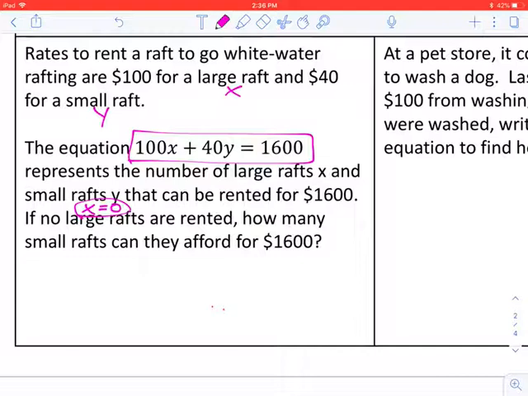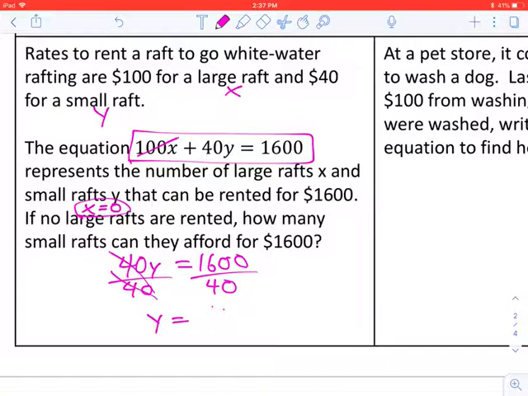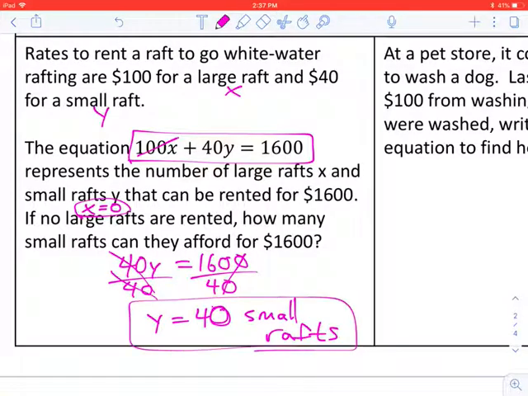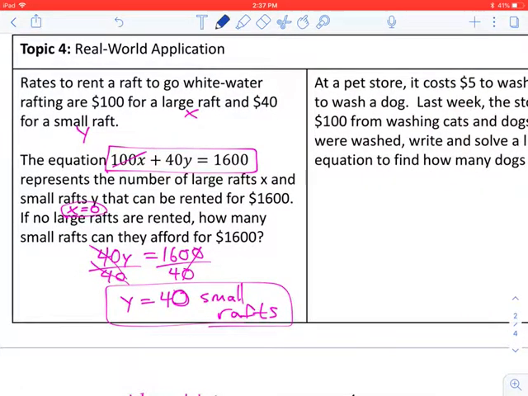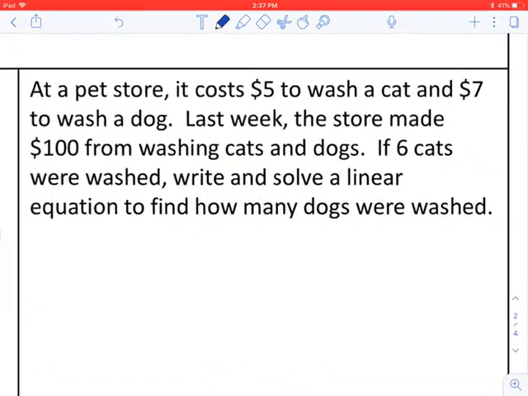Well, I'm going to basically just plug in 0 for x, which means it's not there anymore. And I have 40y equals 1,600. So divide by 40, and I end up with y equals 16 divided by 4 is 4 with a 0. So 40 small rafts. Same thing on the last one, except we have to actually make our equation.